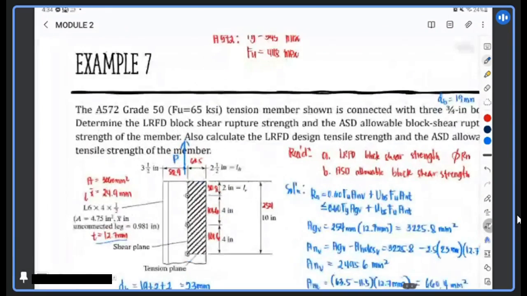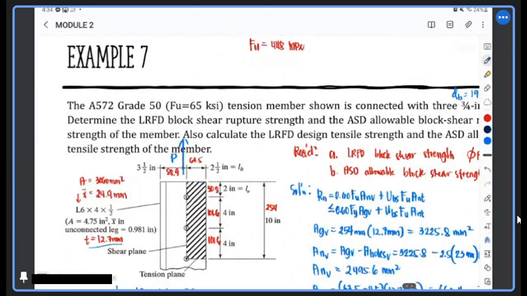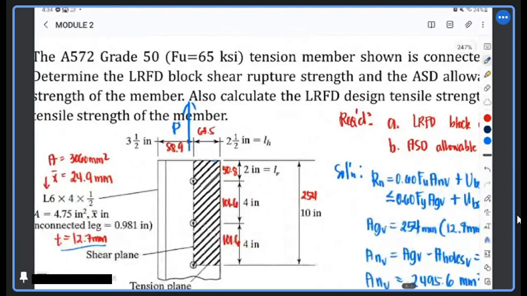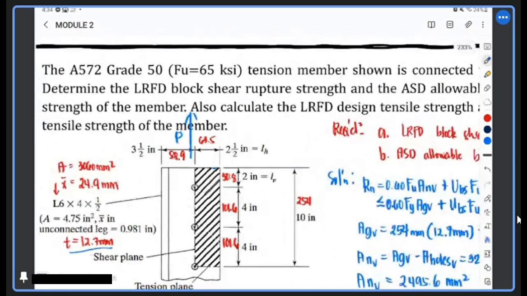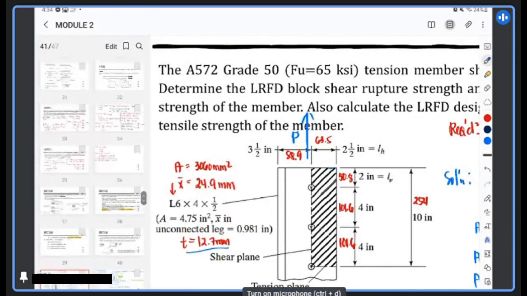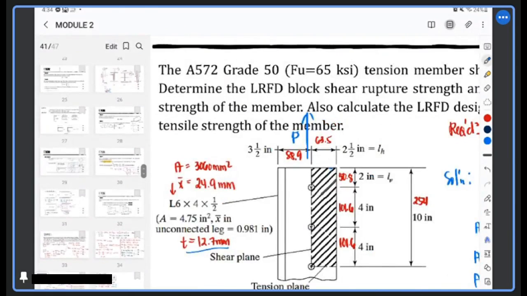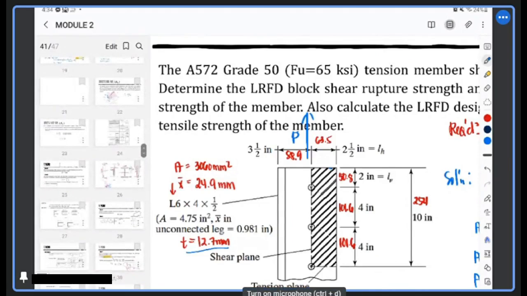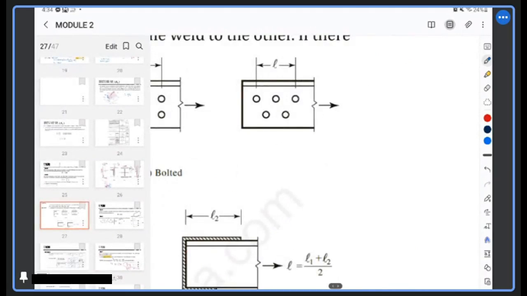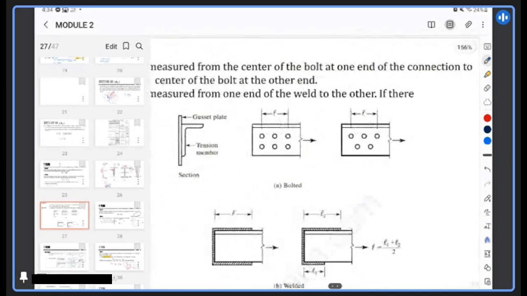Okay, what's the length of the connection? What do you guys think? What does it say about the length for connection? It is here. That's the length of connection. So it is bolted, so center to center of the first and last connection. Okay? Or end to end.